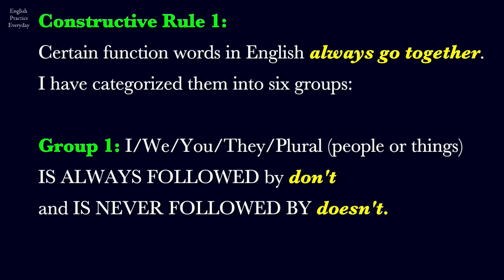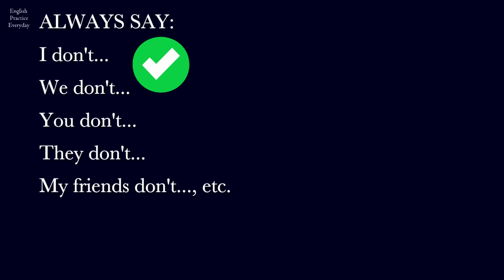Group 1. I, we, you, they, and plural of people or things is always followed by don't and is never followed by doesn't. Always say I don't, we don't, you don't, they don't, my friends don't, etc.